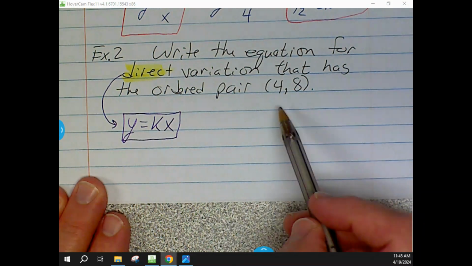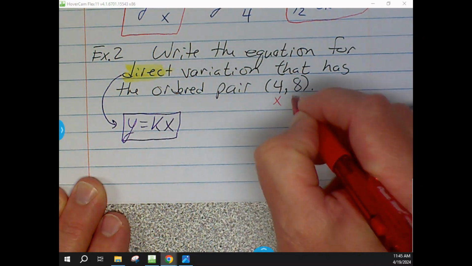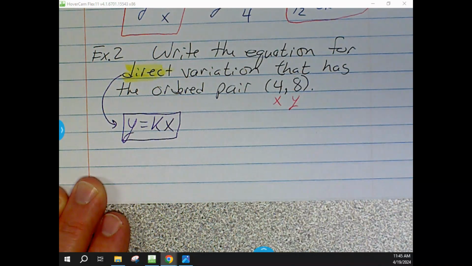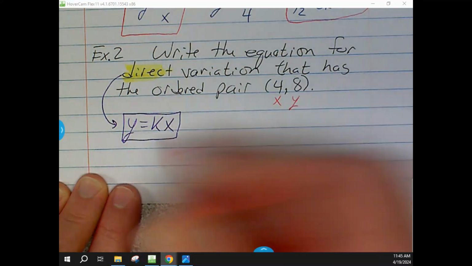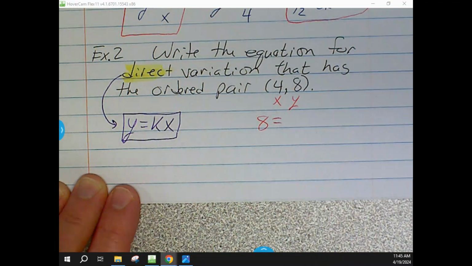Okay, so we've got one ordered pair. We'll do exactly the same as we did on the last one. We're going to plug in 4 for x, 8 for y, and then we just plug that part of it out. So 8 is there. K we don't know, so that's going to stay there. We know that the 4 is here.